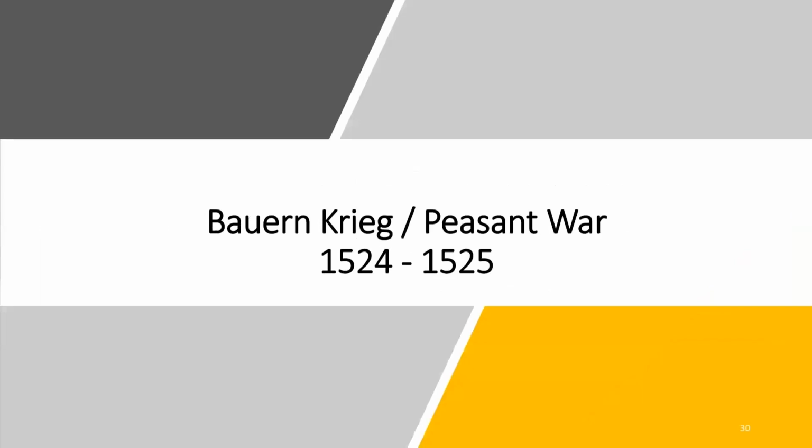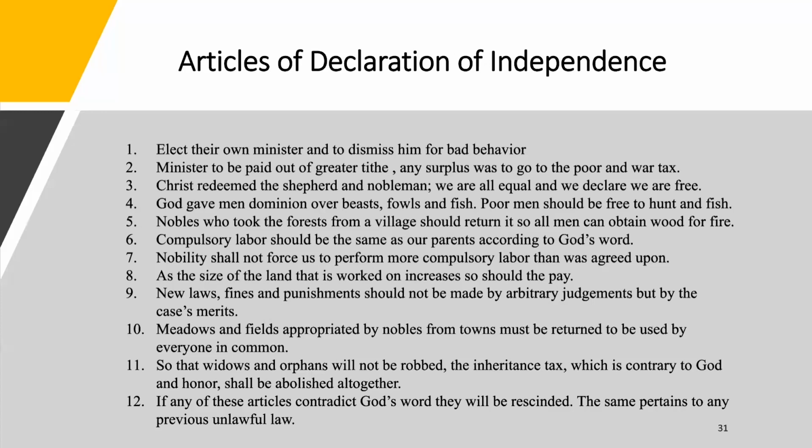The Bauernkrieg, or Peasant War, from 1524 to 1525, was an early attempt in Germany to gain freedom from nobility rule. The peasants wrote the following 12 articles as their declaration of independence. Five of these articles are stated as follows.